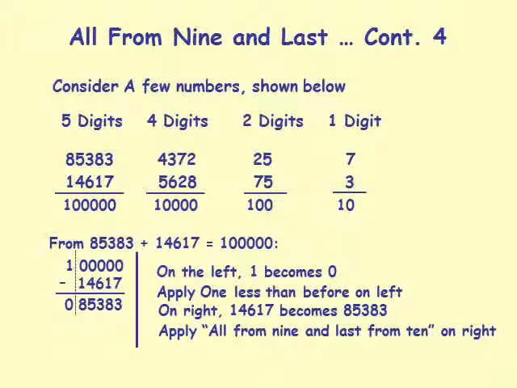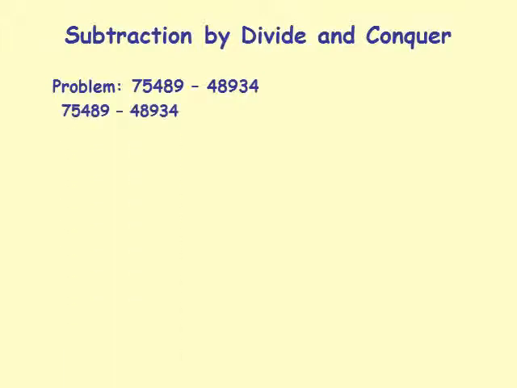Let us continue. Let's do one problem with divide and conquer. The example is 75489 minus 48934. First, we will split 75489 into 70,000 plus 5489. This is my divide part, divide and conquer. Let's see how we do that.